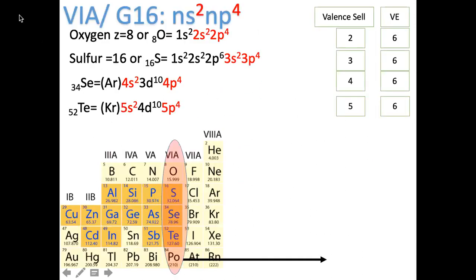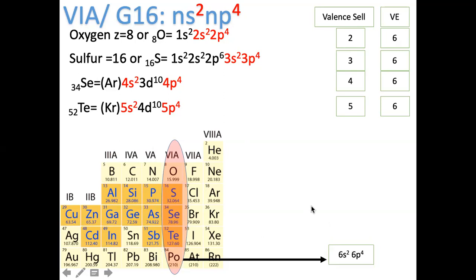Next pattern would be for 6A, the oxygen group. I want you to closely look at the patterns for oxygen, sulfur, selenium, and tellurium. So we have here 4s2, 4p4, 5s2, 5p4, 3s2, 3p4, and 2s2, 2p4. Note the valence shell and the valence electrons. And guess what would be the ending of polonium? If your answer would be 6s2, 6p4, then you are right. So if you count for polonium, 1, 2, 3, 4, 5, and 6.